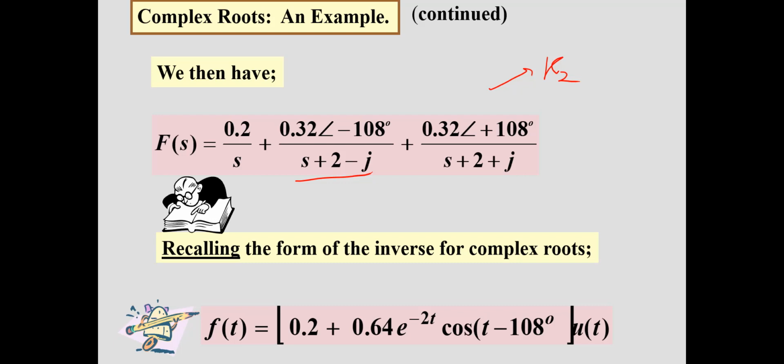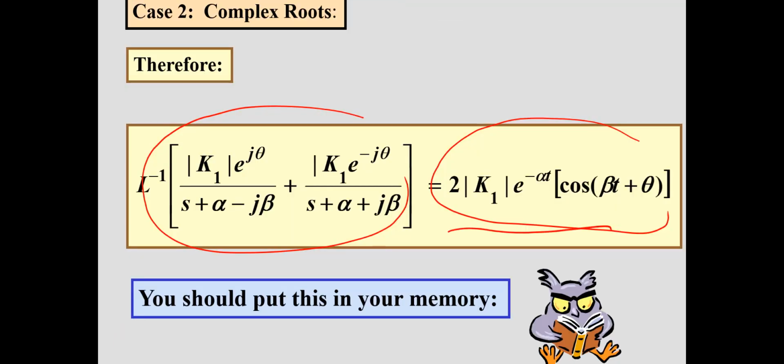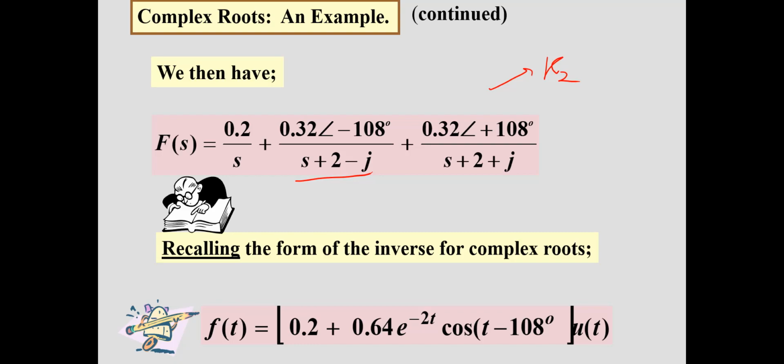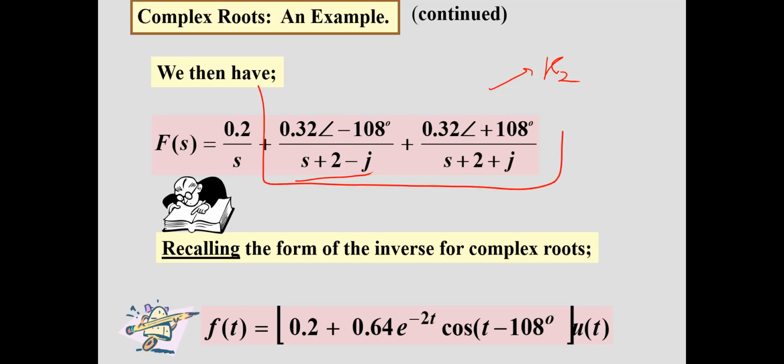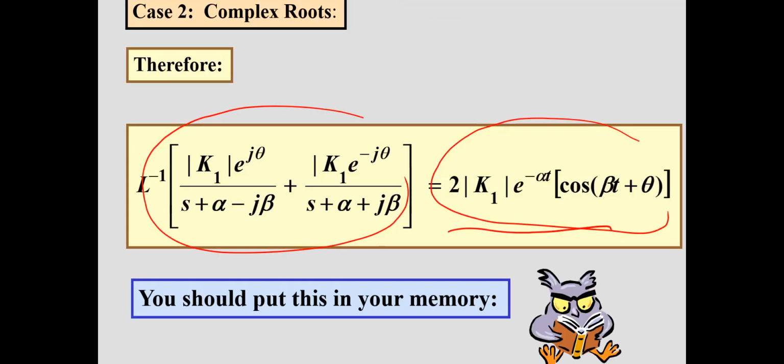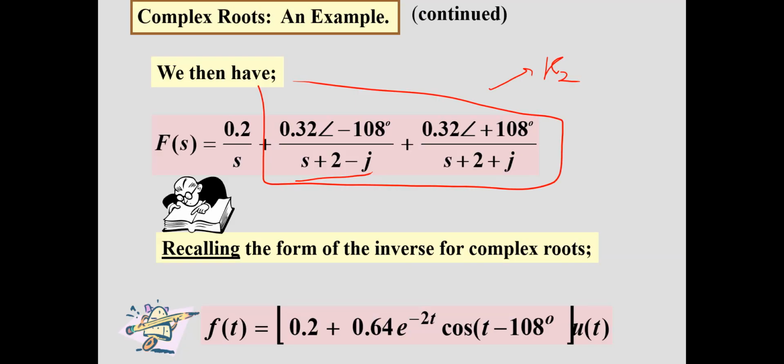And then we can recall from the form of the inverse complex root like this one. Okay, so we can find this equation. So we got that f(t) is the second equation here. So we can write, using this one, 2 multiplied by K1 e power of minus alpha t cosine beta t plus theta. So we got that K1 is 0.32. So 0.2 plus 0.64 e power of minus 2t cosine t minus 108 degrees. So this is the inverse of the complex roots, for example.